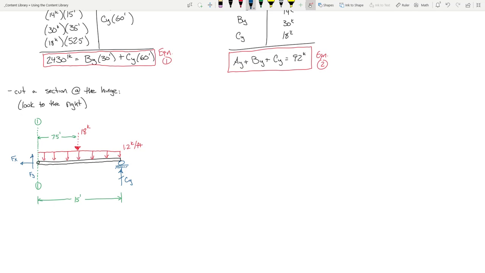So, all right. Here's how I sort of write this. I say we're summing moments, and I put the hinge, and then I usually put a little arrow like that. So this is like summing moments at the hinge looking to the right, equals zero. That's kind of what I mean by that. And then if I do my little table, what do I have? I have 18 times 7.5, and I have CY times 15. That's it.